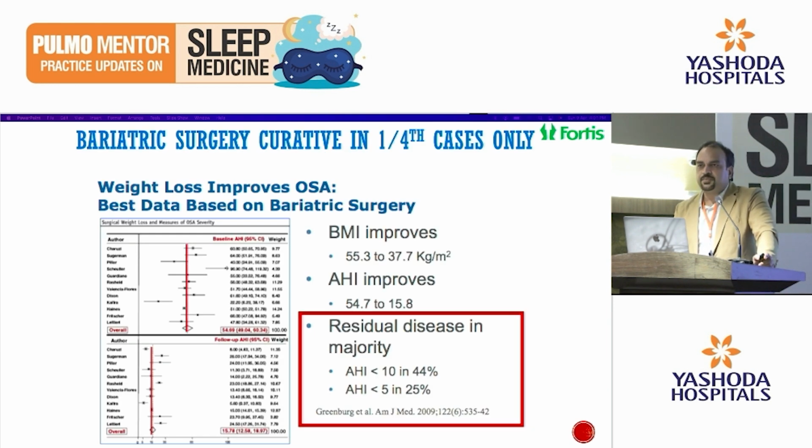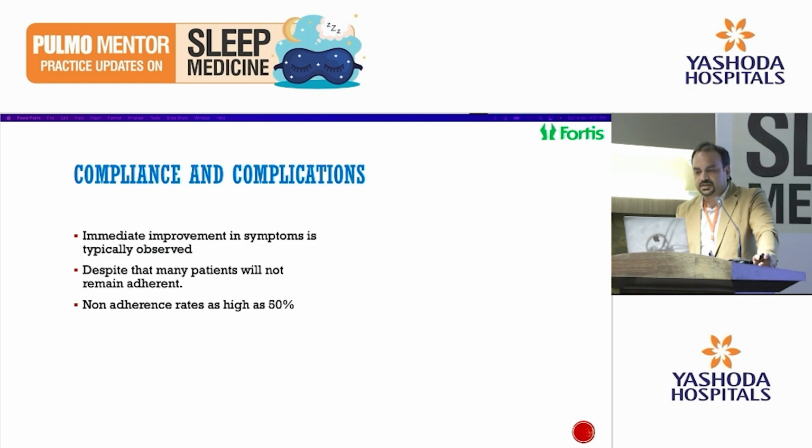So even after bariatric surgery, one third of the patients have some kind of residual OSA which needs CPAP therapy. So it is again not a 100% cure for the patient if the patient is going for bariatric surgery. The other important thing is compliance and complication. We see that most of the patients get immediate improvement even after applying this PAP therapy. Despite that, the acceptance rate is suboptimal and the non-adherence rate is to the tune of 50%.